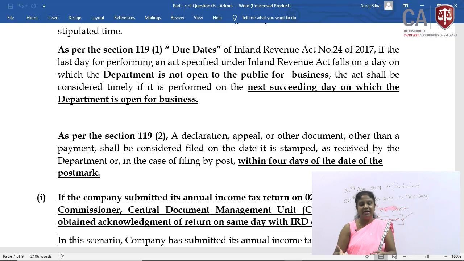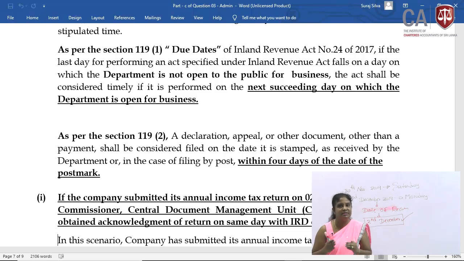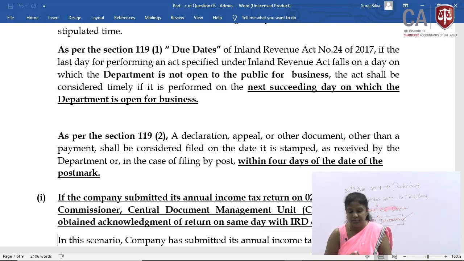How am I telling like that? Because it is the express provision under section 119. Now section 119 subsection 1 talks about if we have handed over the return to the Inland Revenue Department. Subsection 2 talks about if we have posted the return by registered post to the Department of Inland Revenue. Now see that provision.